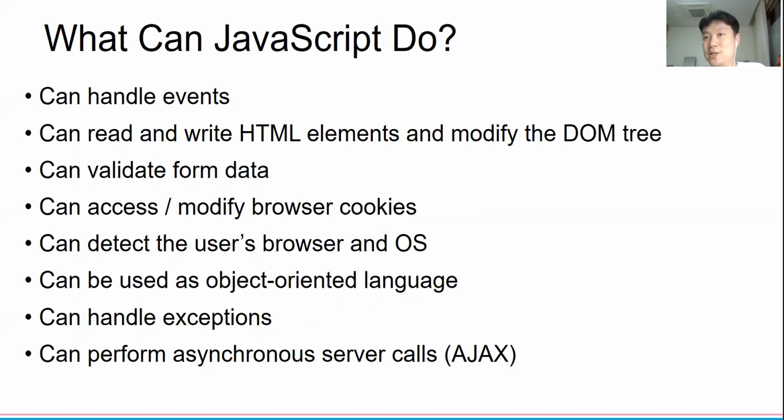With JavaScript, a website can detect whether you are accessing Google or Naver, etc. All websites use cookies, so they will save your information, and it can detect the user's browser and OS. If you are using Chrome and access a website, they can detect that you are using Google Chrome, what the version is, etc. It can be used as an object-oriented language, so you can create instances and objects. It can handle exceptions just like common programming languages, and it can perform asynchronous server calls. We will learn a little bit, not so much. You can connect to the server using Ajax.